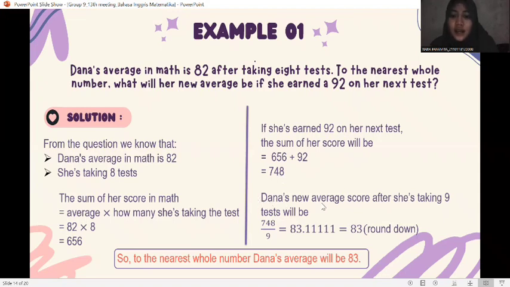So Dana's new average score after taking 9 tests will be 748 divided by 9 equals 83.11111. We can round down. So the final answer is 83. To the nearest whole number, Dana's average will be 83.